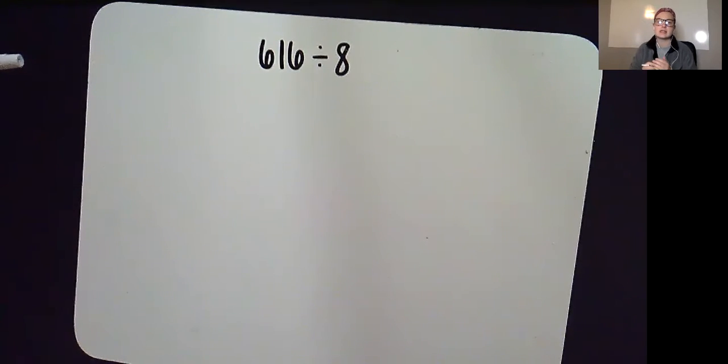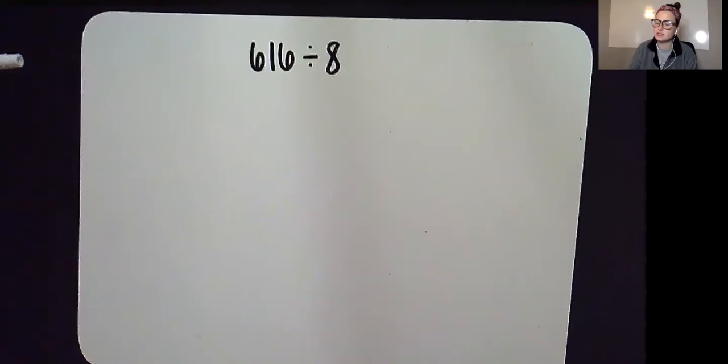Question 1, 616 divided by 8. For this problem, you are able to use any of the partial quotient strategies that we were practicing last week. That could be ratio tables, fast facts, area model, or box method. Or if there's another strategy you have, go for it. I'm going to use the box method on these.